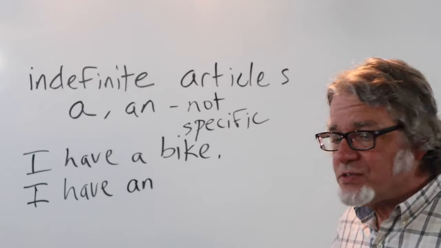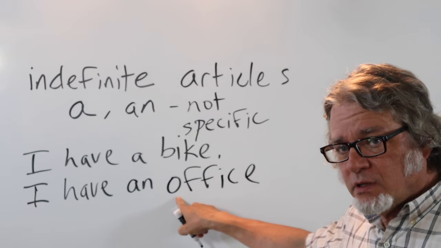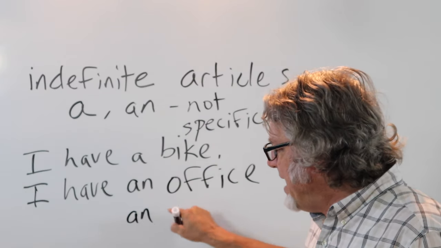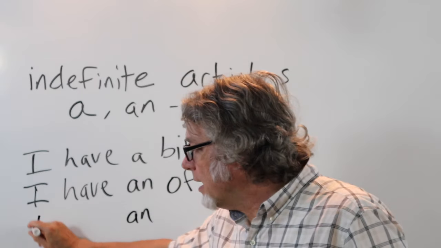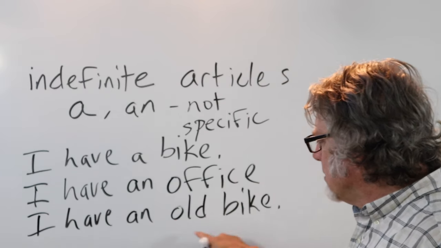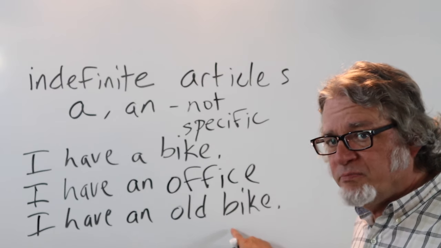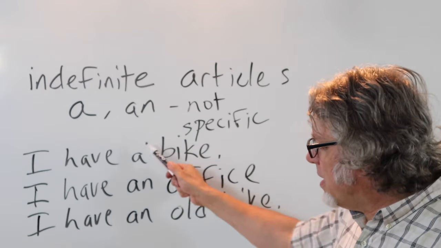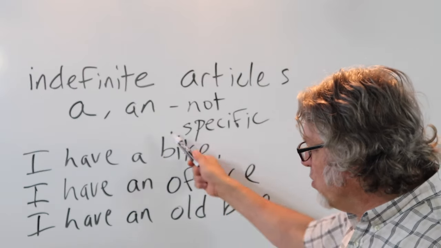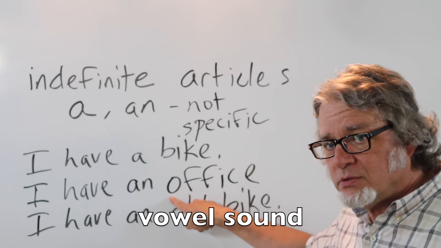I have an office. The word office begins with a vowel sound. This is an O sound. You could also use an if there's an adjective and then a noun. I have an old bike. Because of this adjective, I have to choose an. An old bike. So your choice of a or an is really based on the sound of the beginning of the word, whether it's a consonant sound or if it's a vowel sound.